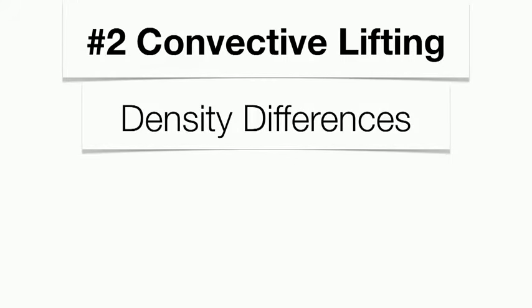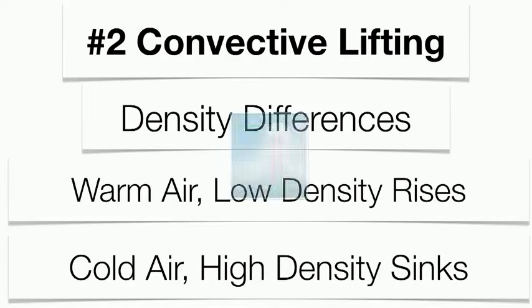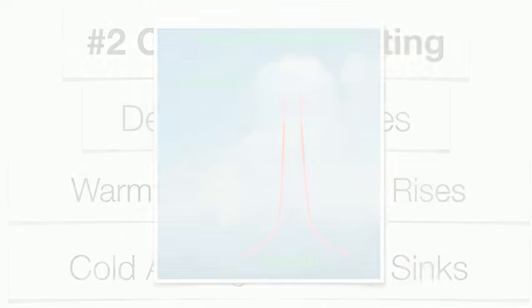The second way is through convective lifting. And by now, you should have an idea about what convection is. It's all about density differences. Warm air rises and cold air sinks. And this constant circulation is what we call convection. If you're not sure, please check out my other podcasts in the series, because we get into a little bit more detail about what convection is all about.